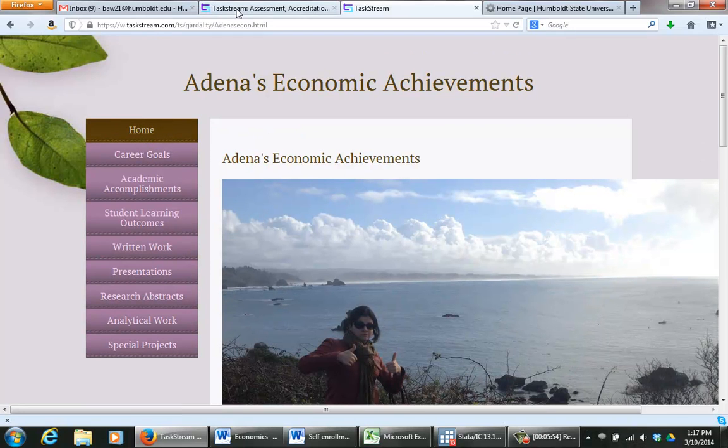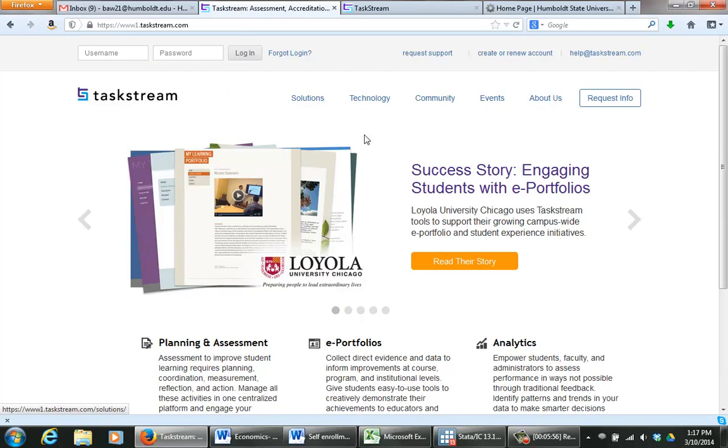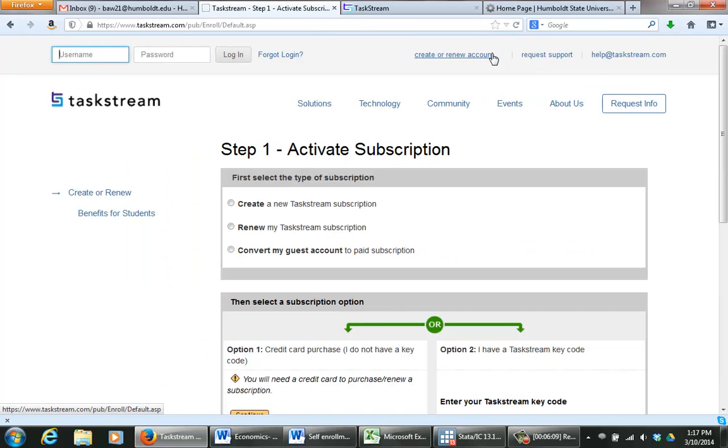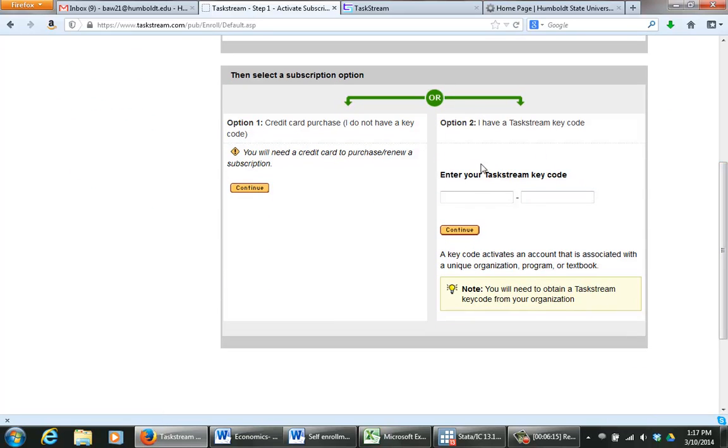So let's take a look at TaskStream and find out how you create an account, how you get in there to do your work for your course. So if you don't have a TaskStream account, the first thing you need to do is to create one. So you click on Create an Account and click the Create button, and then of course you're going to want to do option 2 because you don't need to pay for your TaskStream account. It is paid for by the college.